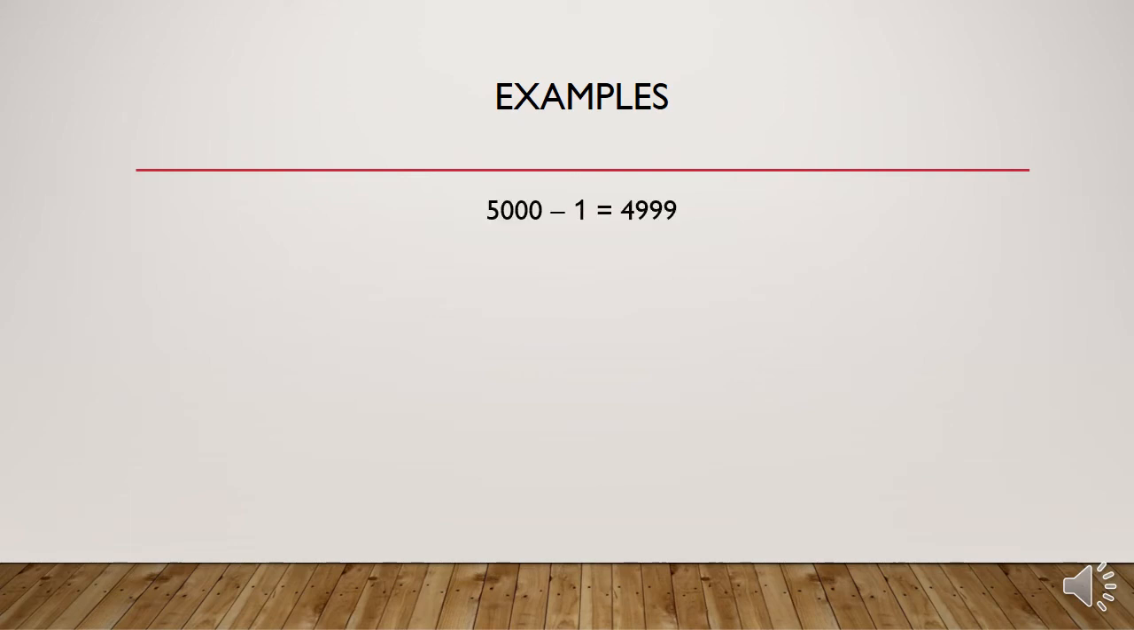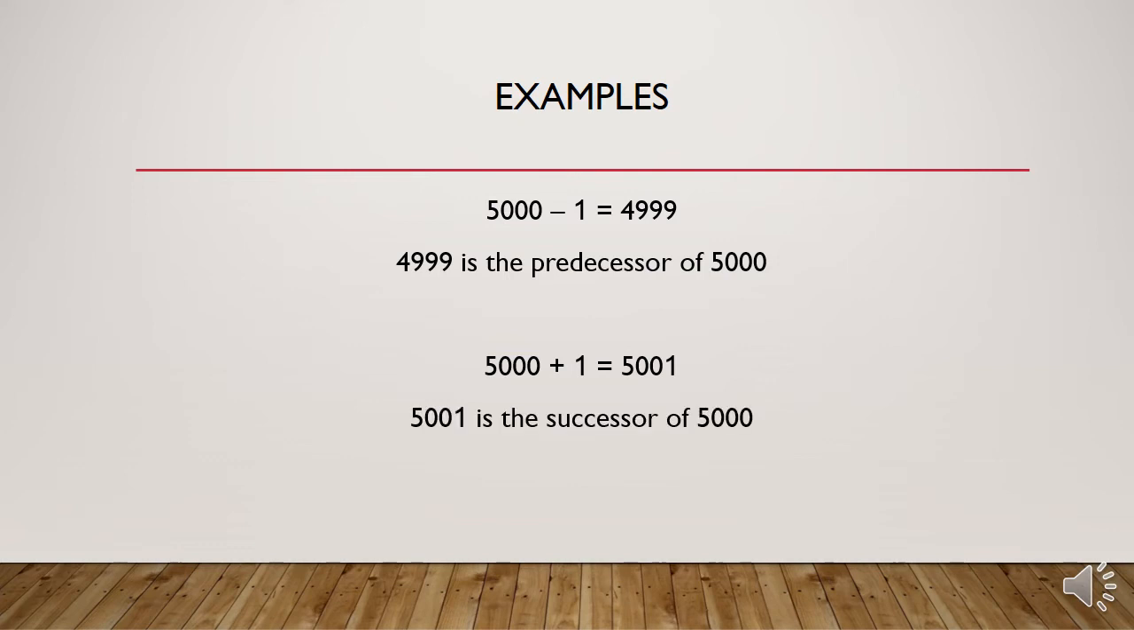5,000. When 1 is subtracted from 5,000, we get 4,999. So 4,999 is the predecessor of 5,000. And when we add 1 to it, we get 5,001, which is the successor of 5,000.